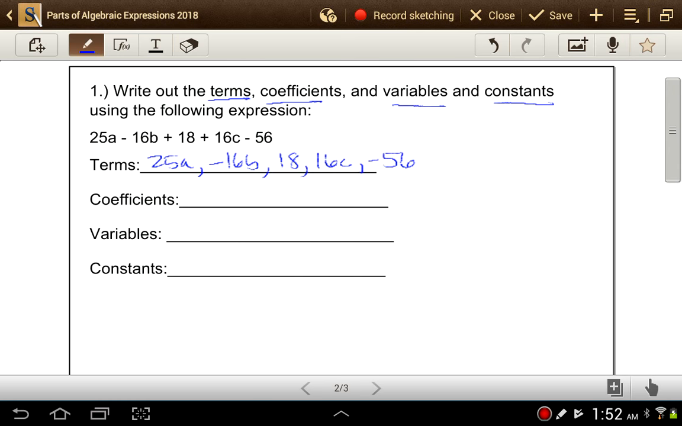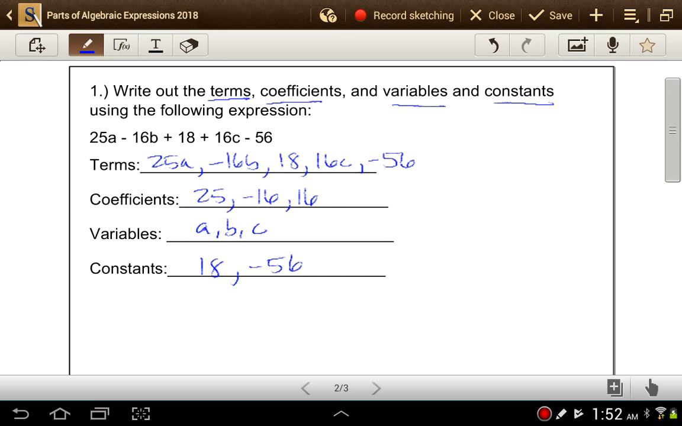Now the coefficients, remember, are the numbers that are being multiplied to the variables. So my variables are a, b, and c. So I have a 25 multiplied to a. B has a negative 16 multiplied to it. Again, I'm subtracting it, so I'm going to illustrate it with a negative. And then my c has a positive 16 that's multiplied to it. My variables, as I said, are a, b, and c. The constants are the ones that are just the numbers without a variable, and that's 18. And since it's minus 56, I'm going to represent that as a negative 56.